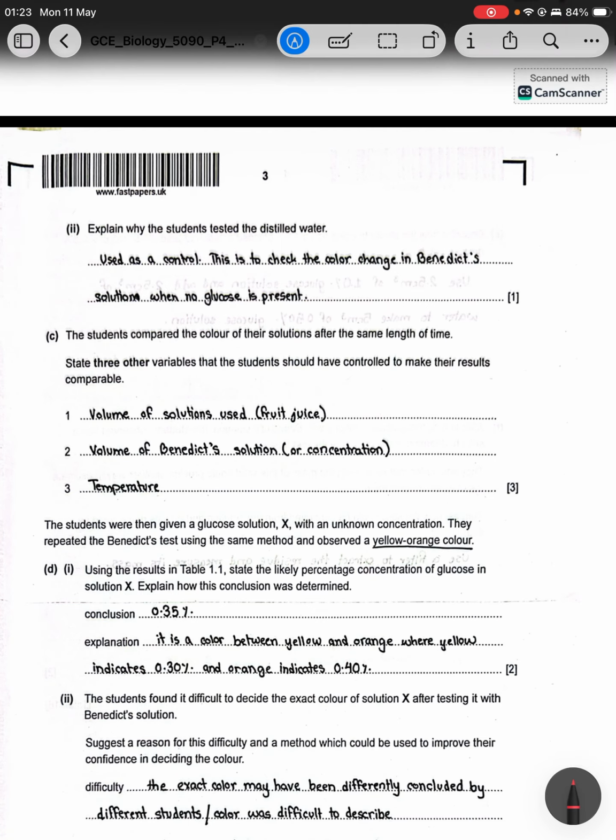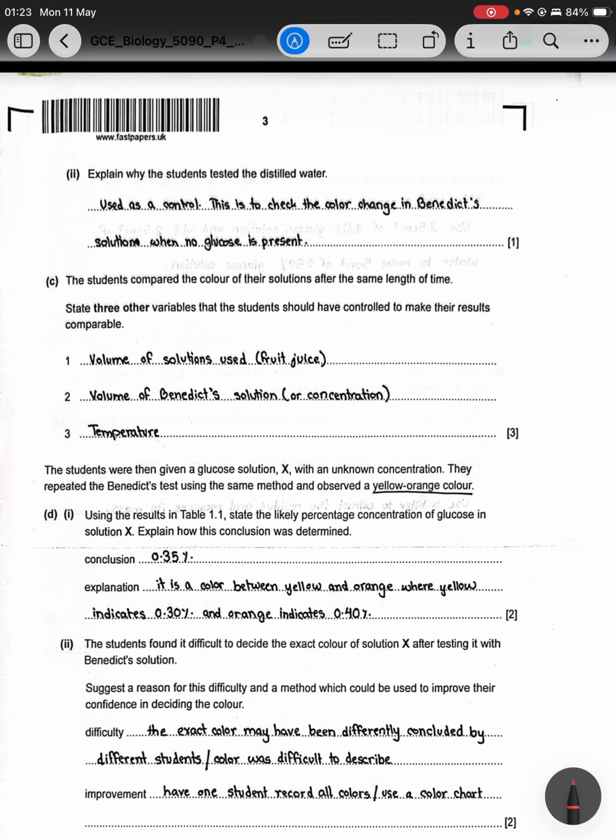Okay, explain why students tested the distilled water. So obviously this is used as a control because you want to check the color change of Benedict solution that is affected by the presence of glucose. So in distilled water, since there is no glucose, that is used as a control.